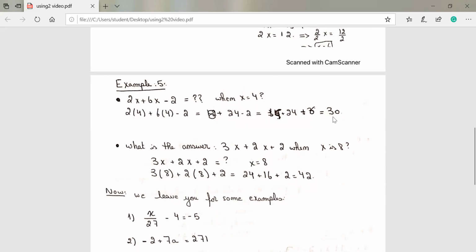Another example, we have 3x plus 2x plus 2, and the given value for x is 8. So as we did in the previous one, we put 3x plus 2x plus 2, and we substitute 8 for the x. So we get 3 times 8 plus 2 times 8 plus 2, which is 24 plus 16 plus 2, which gives us 42.